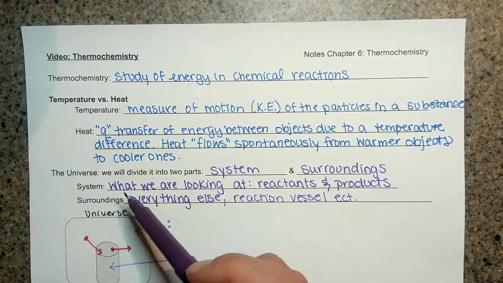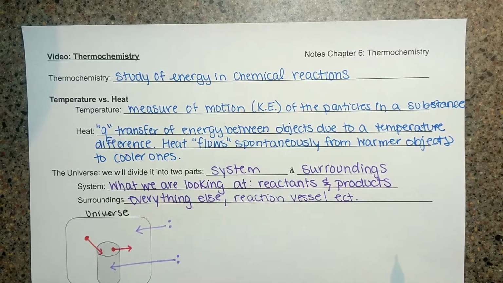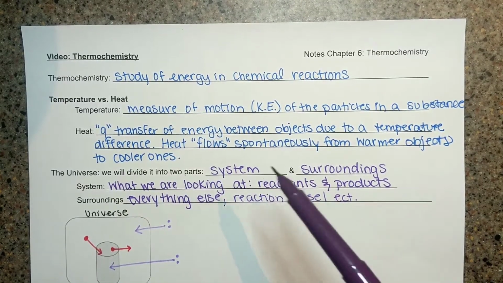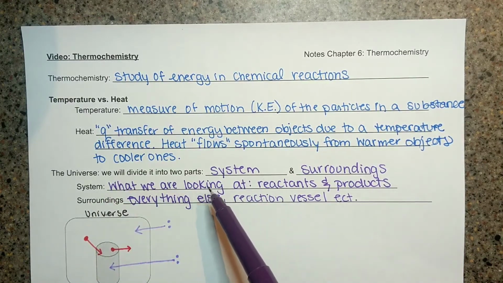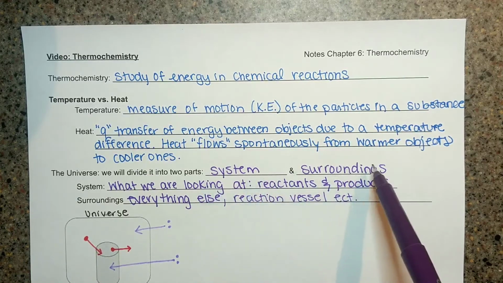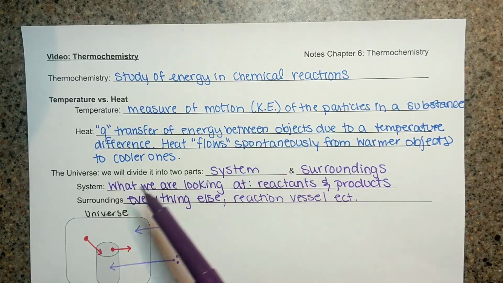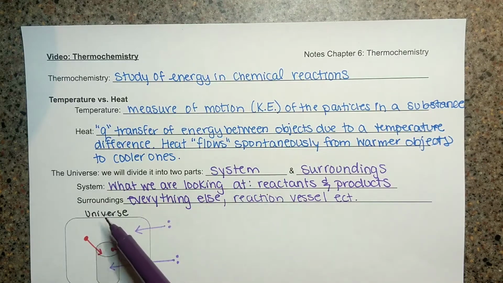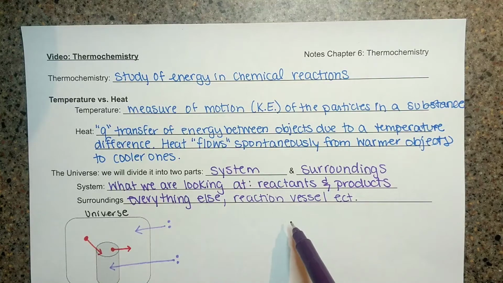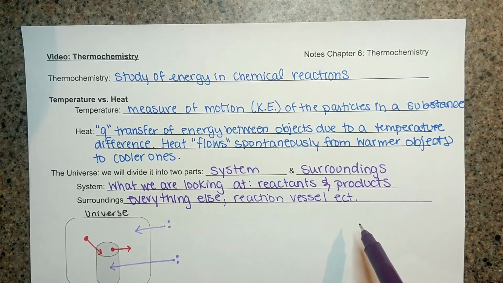When we look at thermochemistry and we look at heat and its directions, we have something called the universe, which is what we look at. In our universe, we can divide into two parts. We have the system and the surroundings. The system is what we're looking at, our reactants and products, and the surroundings is everything else, such as the reaction vessel or the water that surrounds the reaction.